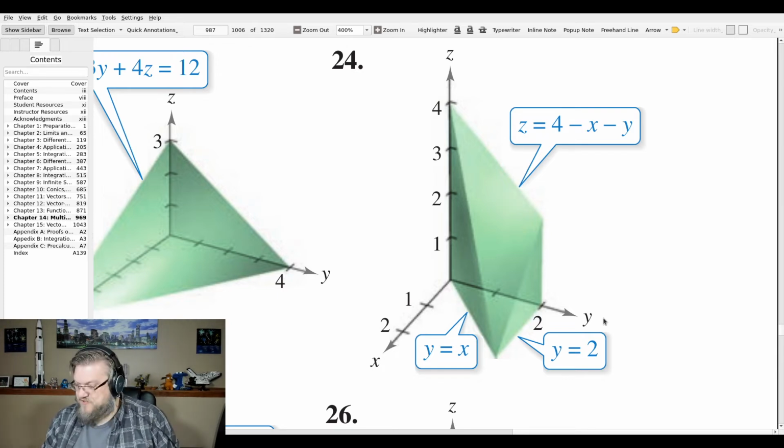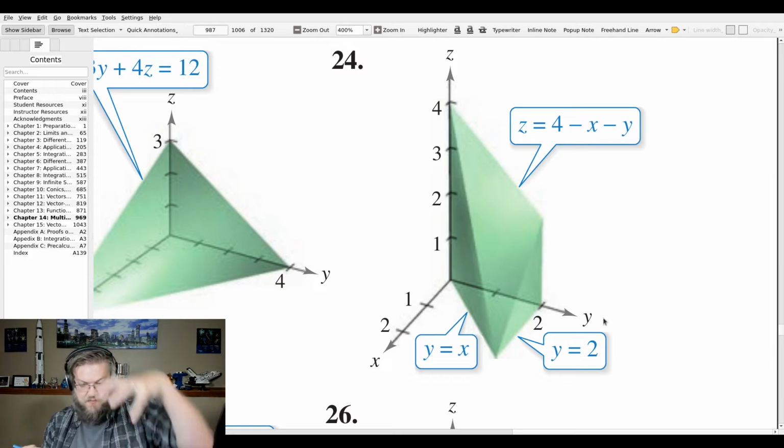So I've drawn what I need to do to find this volume. I know to find the volume, I need to double integrate over the region R of the surface 4 minus x minus y. That's the problem in front of me. But what is the region R? The region R is what this thing looks like as a projection into the xy plane.